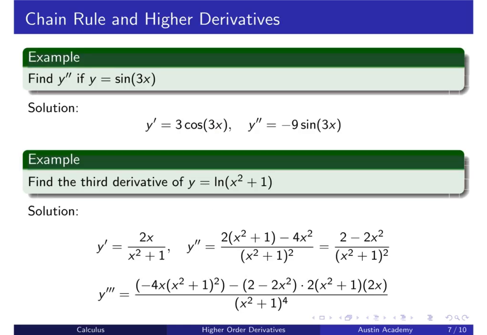Chain rule and higher derivatives. Example. Find y double prime if y equals sine of 3x. The first derivative is 3 cosine of 3x. The second derivative is negative 9 sine of 3x.